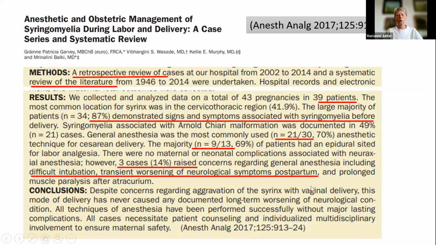This is another paper stating more or less the same. And for sake of timing, we should go very quickly through this. Again, a retrospective review of a relatively limited size, 43 pregnancies in 39 patients. They conclude also that it's probably not very risky with vaginal delivery. However, we have to note that 21 of these patients were selected for cesarean section delivery, and only 9 patients in this paper had vaginal delivery. So it seems a relatively slim background for the recommendations that there is no risk associated with vaginal delivery in patients with Chiari conditions.